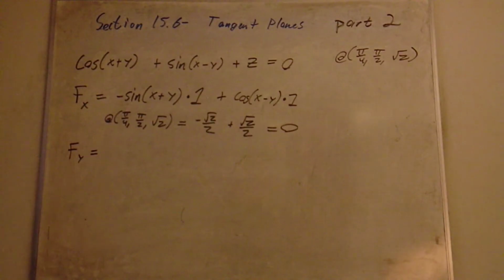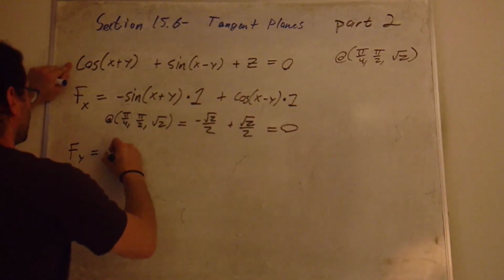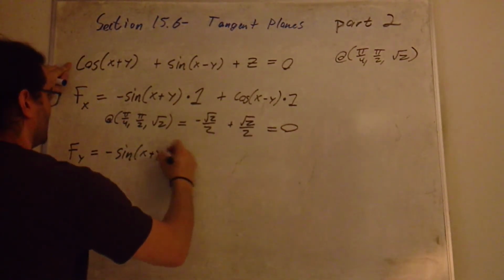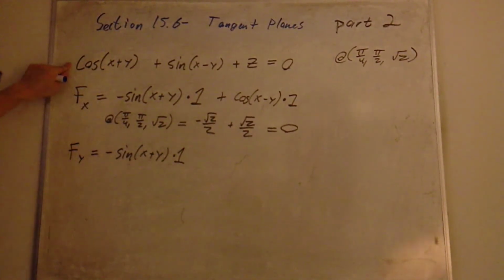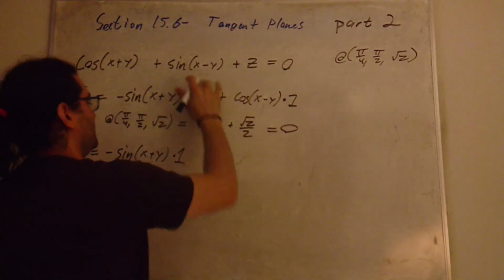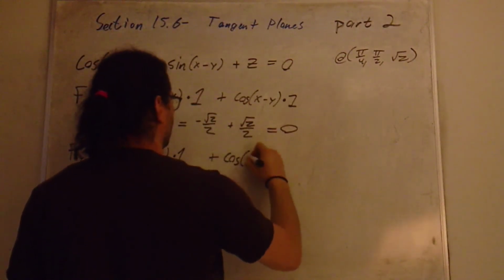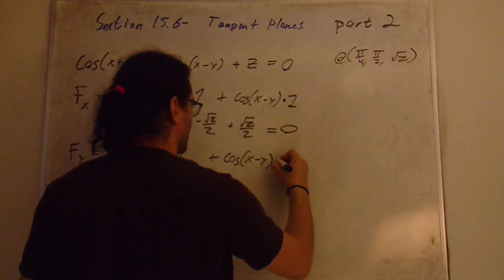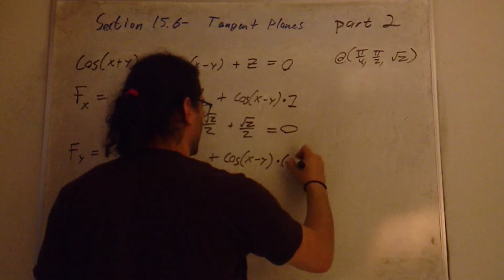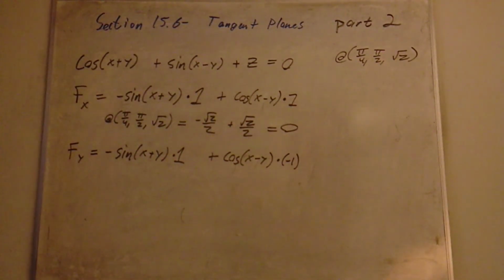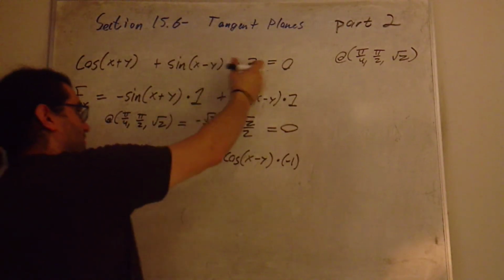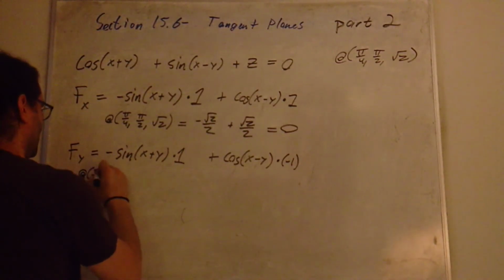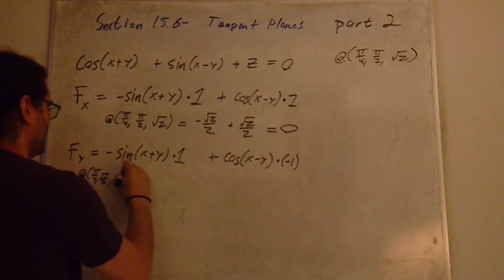Derivative with respect to y. Cosine is going to turn into a negative sine. The blob never changes. Multiplied by the derivative of the inside, and that's 1. Sine is going to turn into a cosine. The inside never changes. But this time when I multiply by the derivative of the inside, it's going to be multiplied by negative 1, because that's a minus y on the inside there. And then the derivative of z with respect to y is 0. So I'm going to evaluate this at pi over 4, pi over 2, root 2.